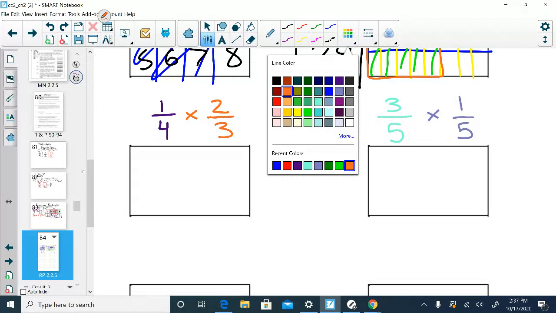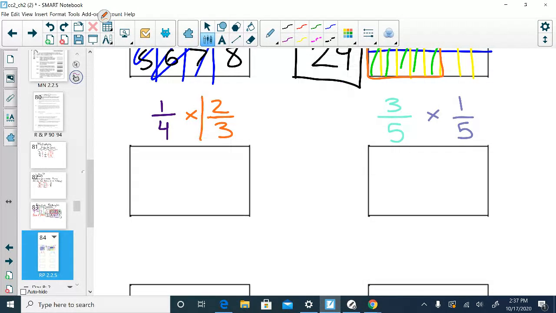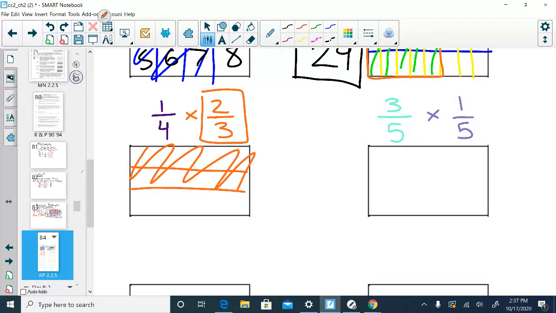All right, so let's go ahead and do this really quickly together. So I'm starting with shading 2/3. So I'm going to break this into 3 pieces, and I'm going to shade 2/3. And then I'm going to shade 1/4. So I need to break it into 1, 2, 3, 4 pieces, and I'm going to shade 1/4. Where do my colors overlap?